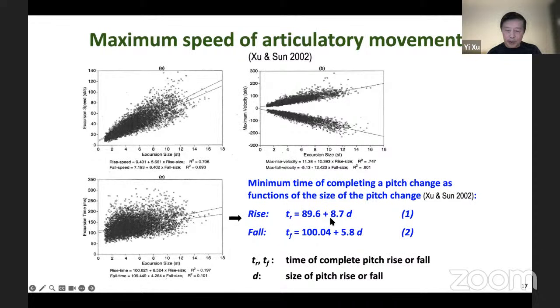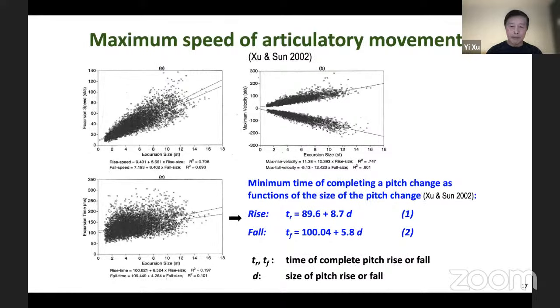So from these equations, you can already see something. That is, given that you make this D zero, this term, the constant term, remains. And in both cases, for pitch rise and pitch fall, the constant term is roughly 100 milliseconds long, meaning that you need at least 100 milliseconds to make any pitch change, even if it's the smallest possible.